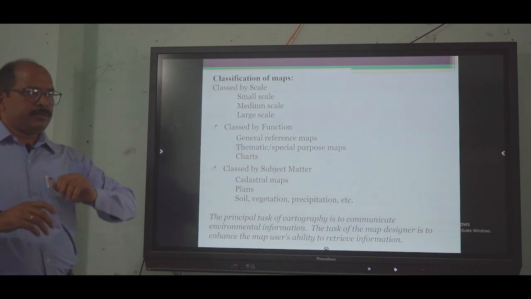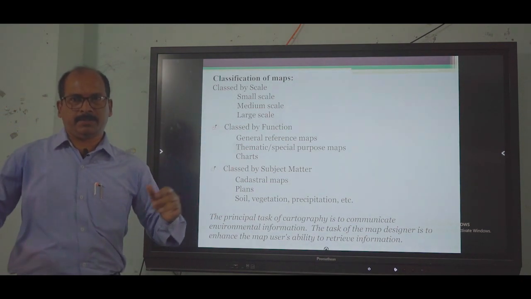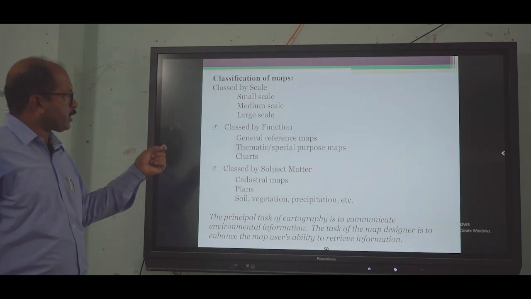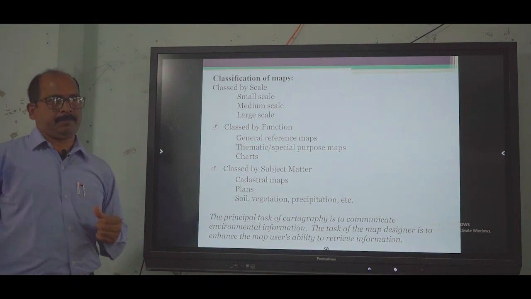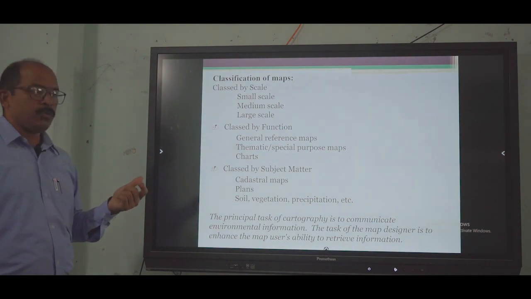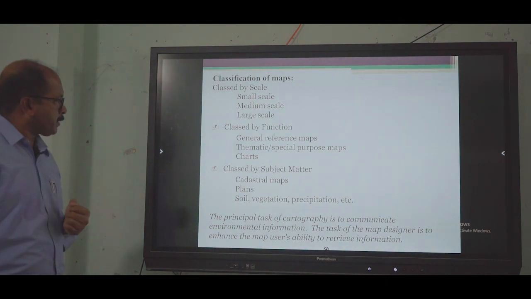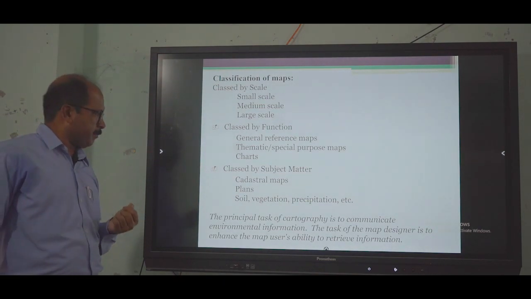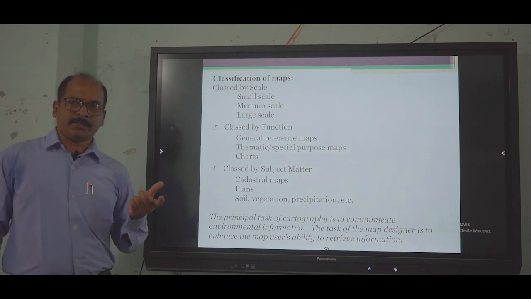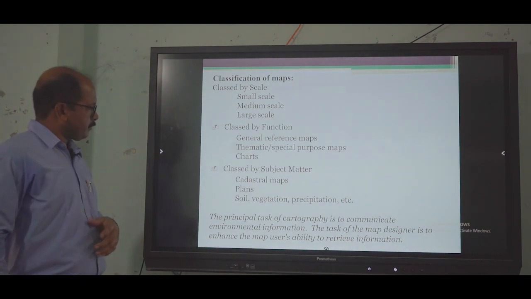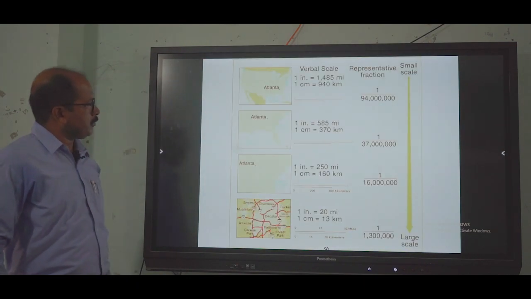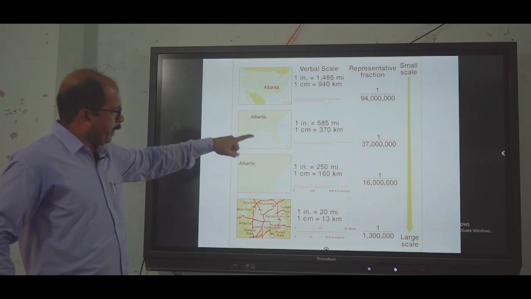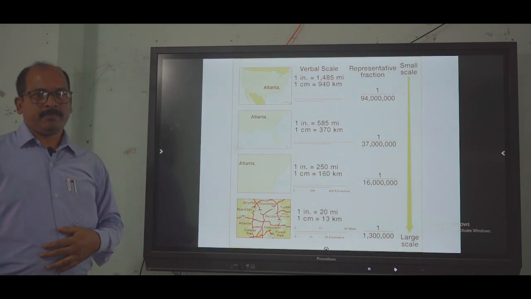Now you see, maps are classified into different types. Based on scale, there are small scale maps, medium scale maps, and large scale maps. By function, we have general, reference map, and thematic. By subject matter, we have cadastral map, plants, soil, vegetation, and precipitation maps. Let me give you a look at those based on scale: small scale, medium scale, and large scale maps.